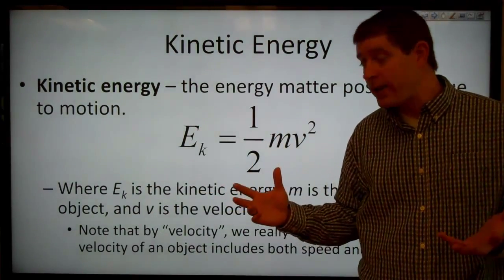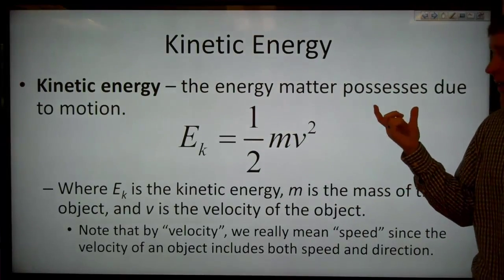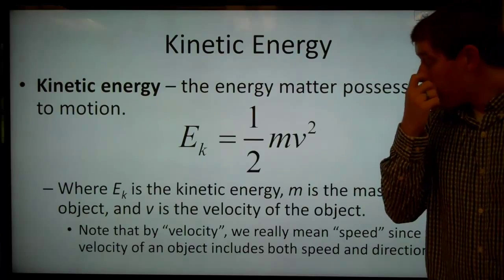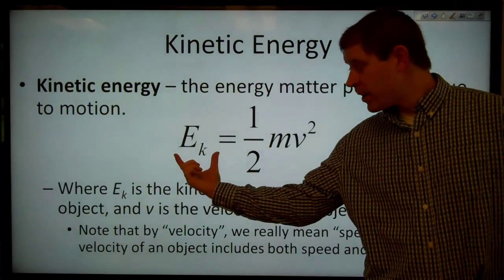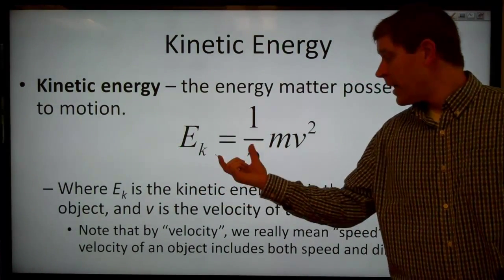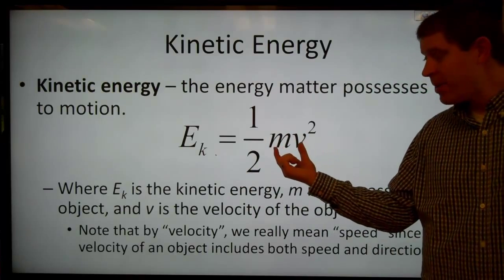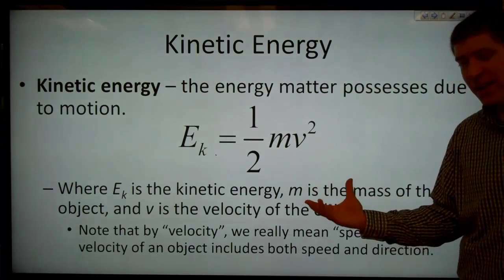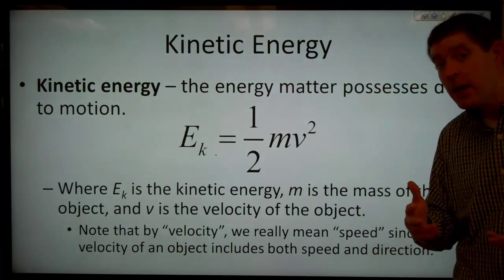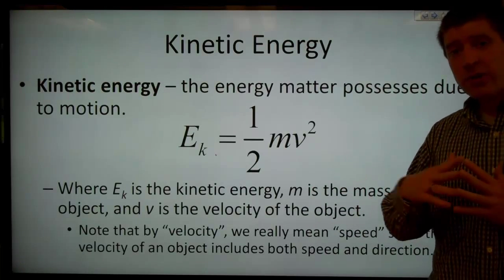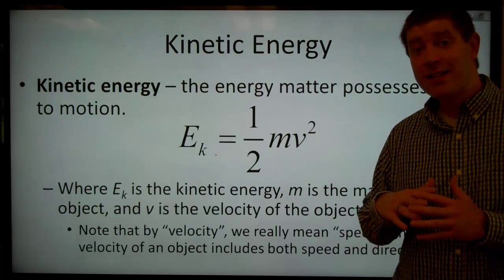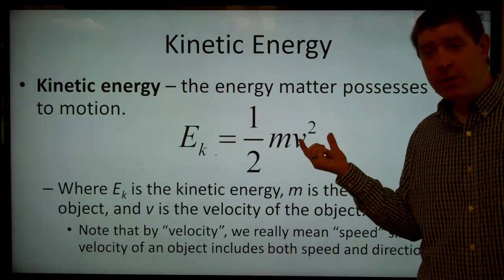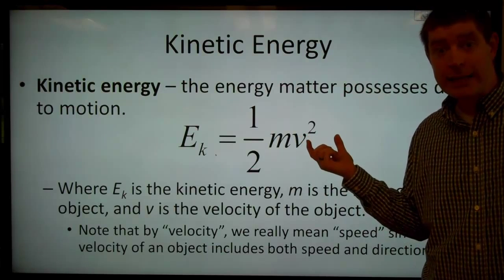We also have kinetic energy. Kinetic energy is the energy that matter possesses due to motion of some kind. So in general, kinetic energy, EK here, is equal to 1/2 mv squared, where m is the mass of the object and v is the velocity. But note here that in this case, by velocity, we really mean speed, because velocity is both the speed and direction. So velocity is a vector. Here we really mean the speed of the object, because it doesn't really matter which direction the object is moving in.